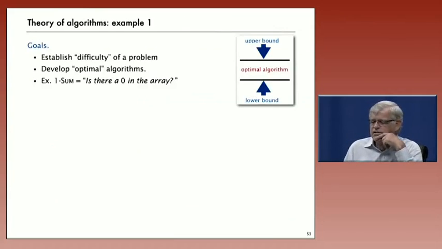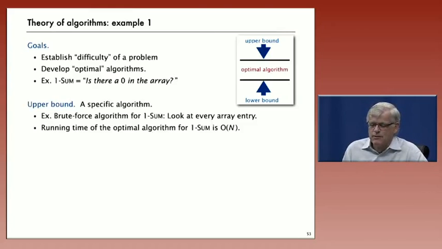So the examples from our one-sum, two-sum, and three-sum are easy to articulate. So our goals are to establish the difficulty of the problem and develop an optimal algorithm. So the one-sum problem, is there a zero in the array? Well, an upper bound on the difficulty of the problem is some specific algorithm. So, for example, the brute force algorithm that looks at every array entry is a specific algorithm.